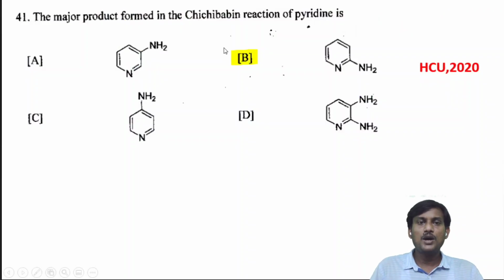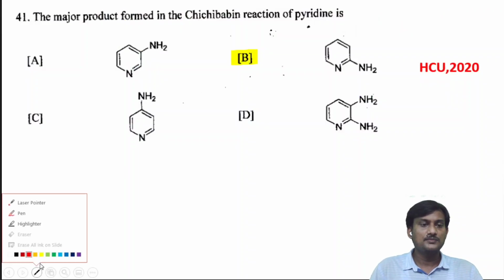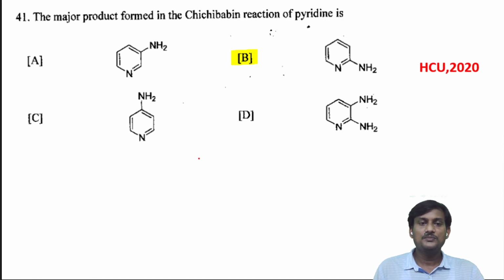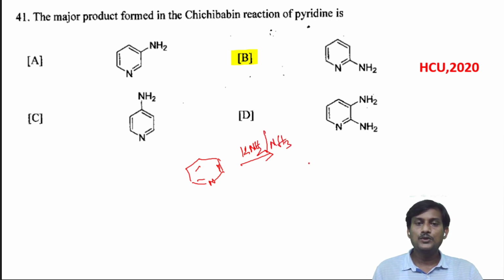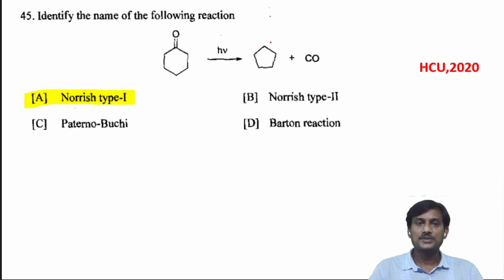The major product formed in the Chichibabin reaction is... In the Chichibabin reaction, this is a reaction of pyridine with the amide, potassium amide or sodium amide dissolved in ammonia. There is a nucleophilic substitution in pyridine at the second position, and there is a formation of 2-aminopyridine. So this is the correct option.